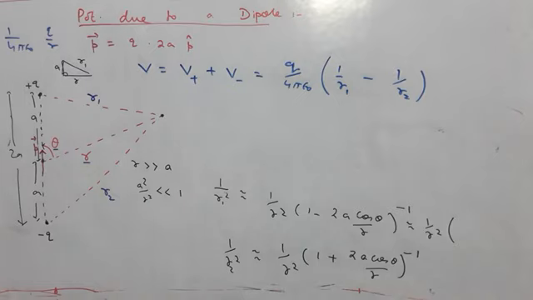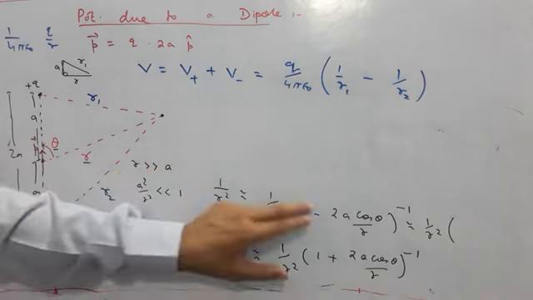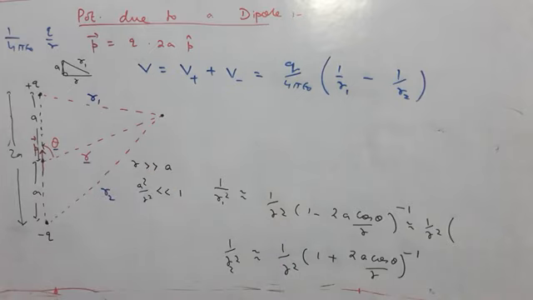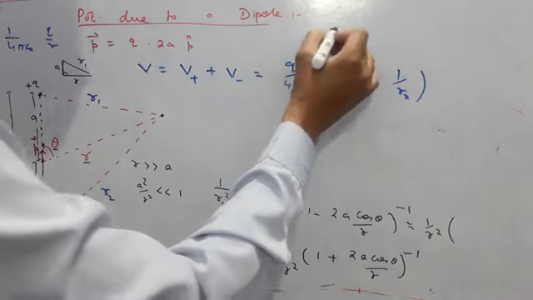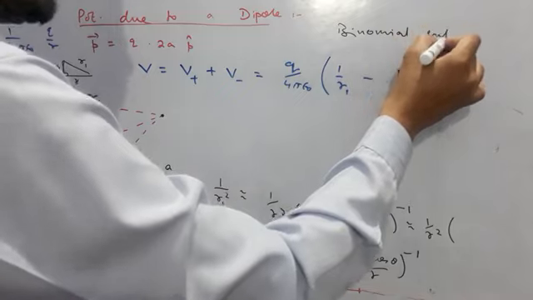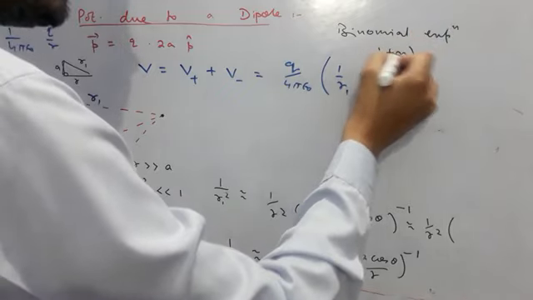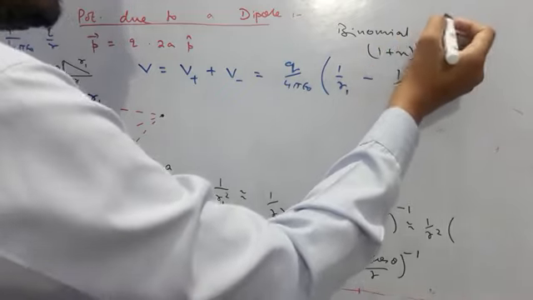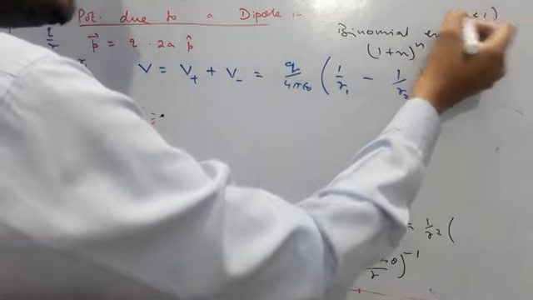Those students who have not opted for maths might have a problem with this particular expansion, but just memorize this formula. For ready reference you can also search for binomial expansion. I am giving you the name here: search for binomial expansion for 1 plus x to the power n, for x very less than 1. I am giving you the ready reference.